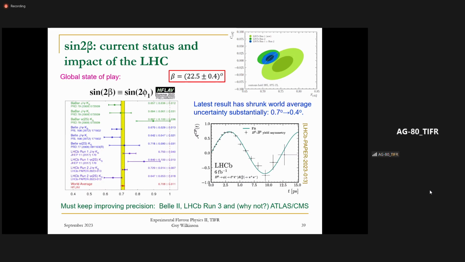ATLAS and CMS, those of you working on CMS, there's no reason at all CMS cannot make this measurement. It's J/psi K short. J/psi decays into 2 muons. This is ideally suited to CMS. Why CMS and ATLAS have not tried to make this measurement, I don't know. It's just a complete waste of their data. They should do it.